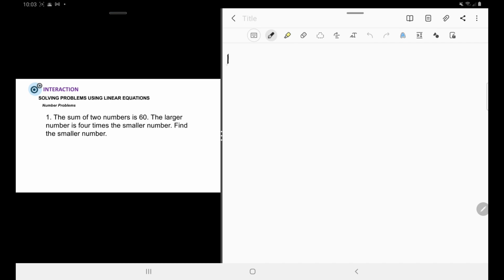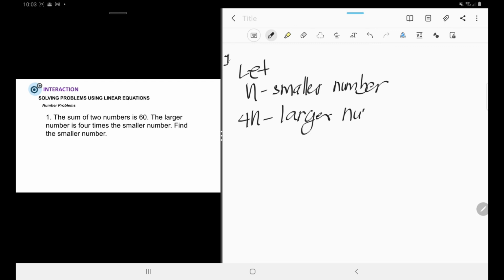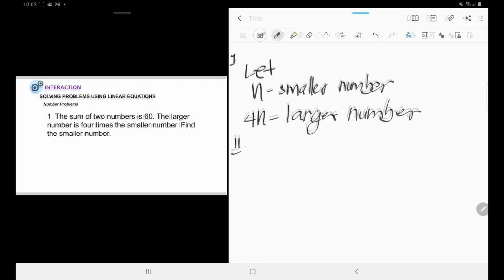So step 1, we let n be the smaller number. And also, it states here that the larger number is 4 times the smaller number. So that is 4n, that's the larger number. Okay, so n is the smaller number while 4n is the larger number. Step 2, we are now ready to write the equation.